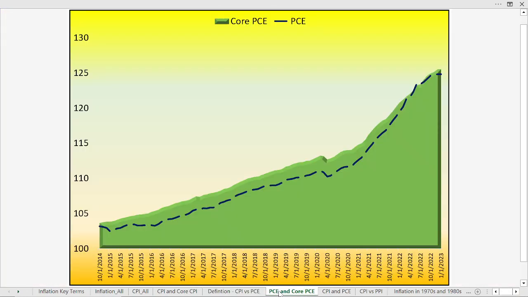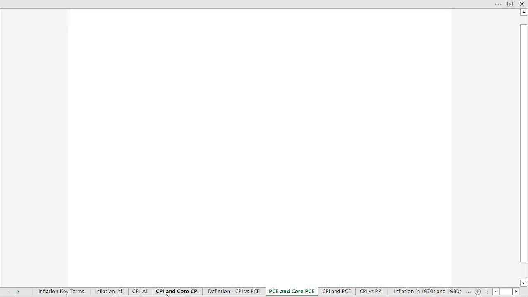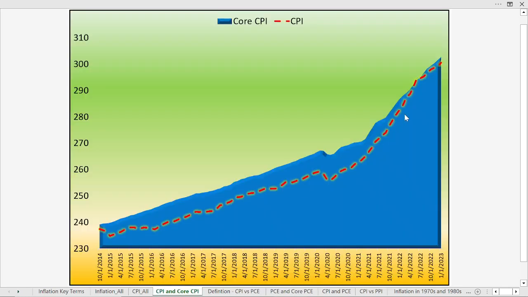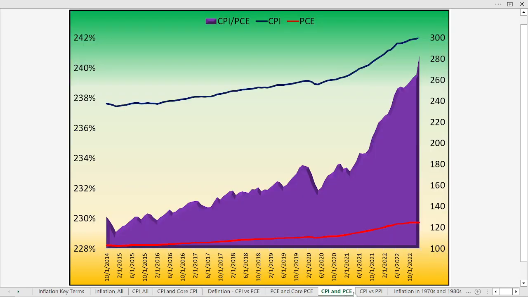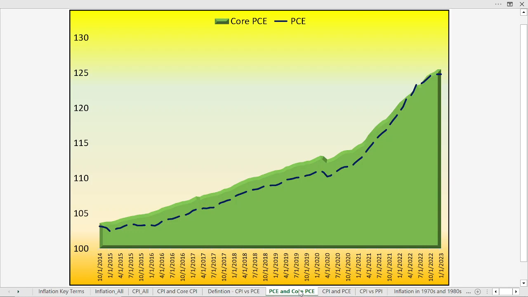Now, compare the PCE to the core PCE. It's the same chart as we saw before. Remember the CPI and the core CPI? The CPI, the red line, traveled above the blue area chart when energy prices really went higher. It's the same type of thing that we see here. The core PCE is the green area chart. The blue line is PCE. That does include, again, food and energy. So in June of last year, 2022, when food and energy, especially energy prices, really spiked higher, that's when the PCE actually traveled a little bit above the core PCE.